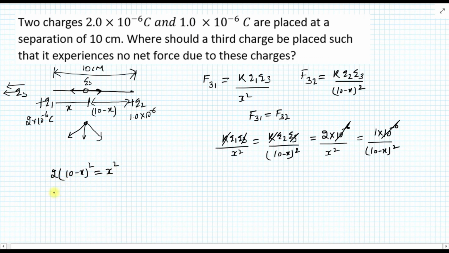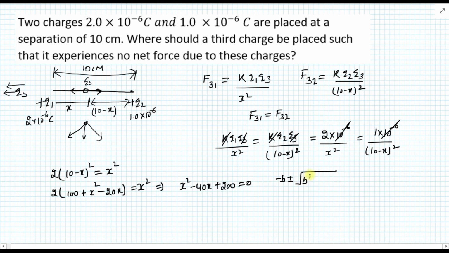So if I solve this one, I'll get 2 times (100 plus x square minus 20x) is equal to x square. If I further solve this, it will become x square minus 40x plus 200 is equal to 0. If I try to get the value of x, I can get it like minus b plus minus under root b square minus 4ac upon 2a. Using this formula, I'll get the value of x as 20 plus minus 10 root 2.